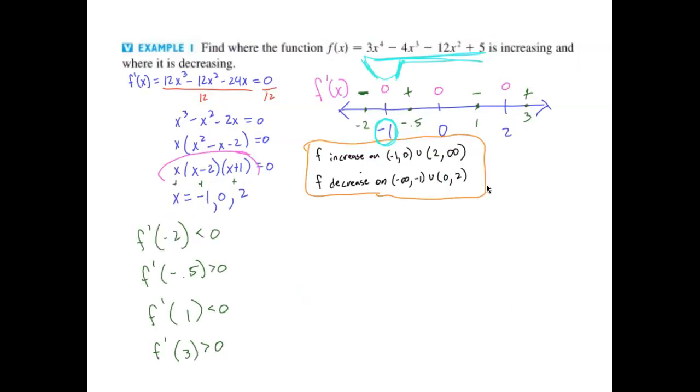All right, let's look at our other critical values. What's going on at 0? Local min, local max, or neither?